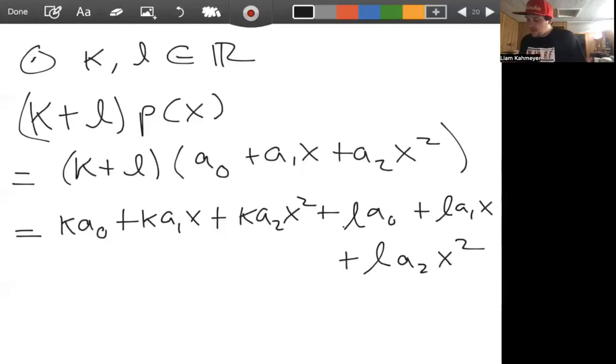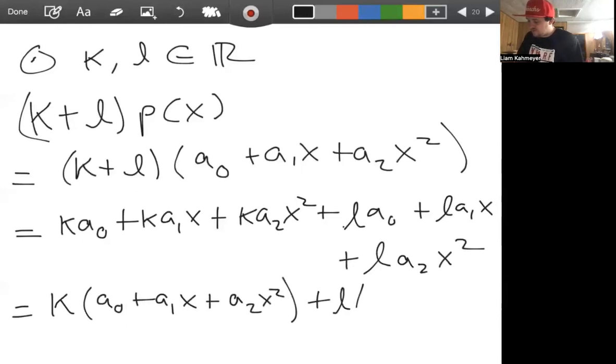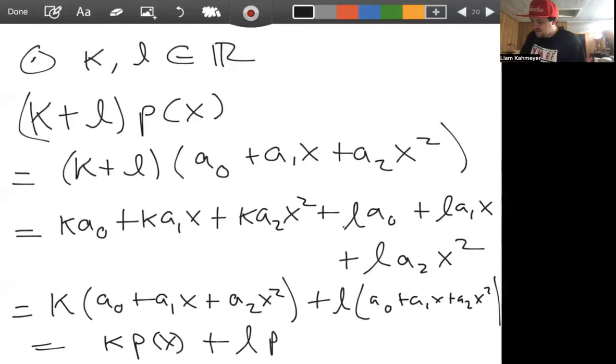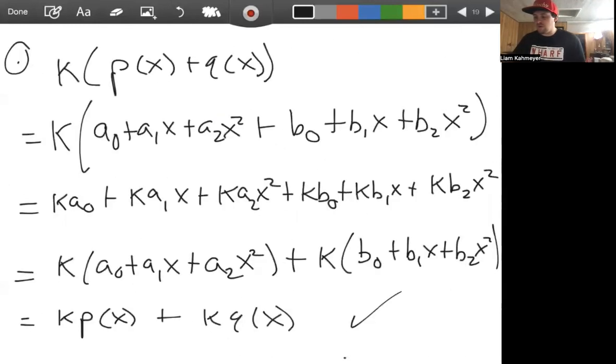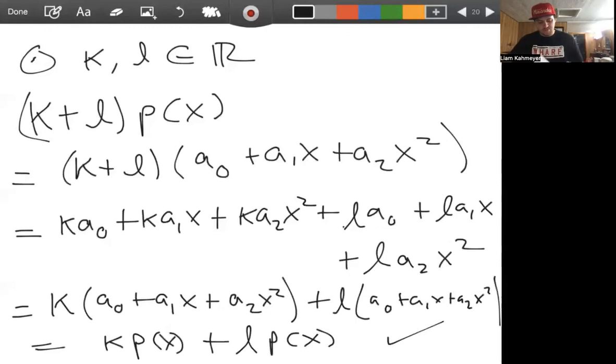Now what can we do? Now we can factor out a k from the first three terms here. So this is k times a naught plus a1x plus a2x squared. And then we can factor out an L from the last three terms, so a naught plus a1x plus a2x squared, which is k p of x plus L p of x, which shows that the polynomial distributes over the scalars, as well as we know the scalars distribute over the polynomials.